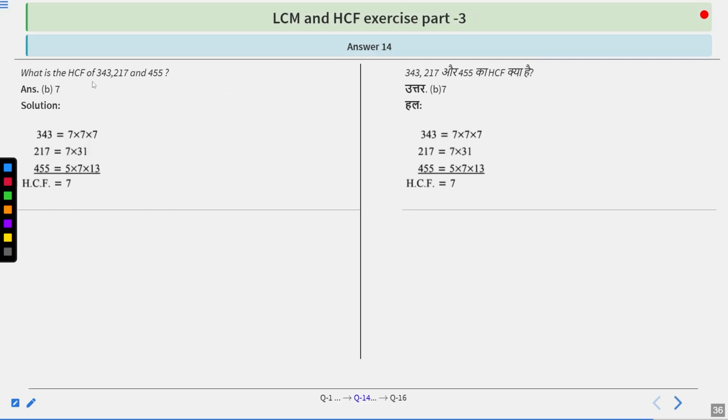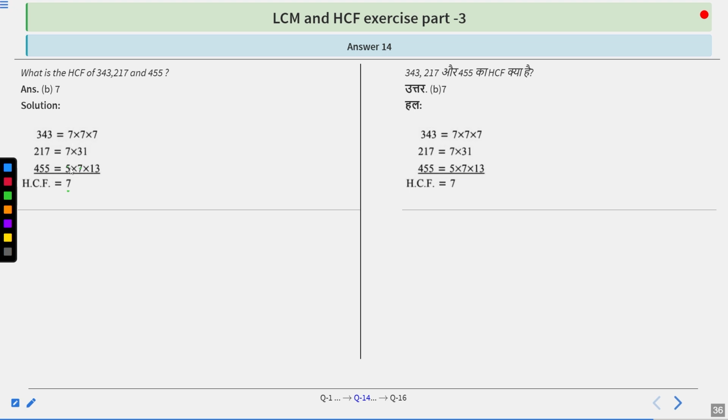Now, we are going to find the factors of every number. 343 can be written as 7 cube, that is 7 into 7 into 7. 217 can be written as 7 into 31. And 455 can be written as 5 into 7 into 13. Now, we have to look for the number which is common in the factors of every number. So 7 is present in all of them, and the least power of 7 is 1. So 7 can be written.